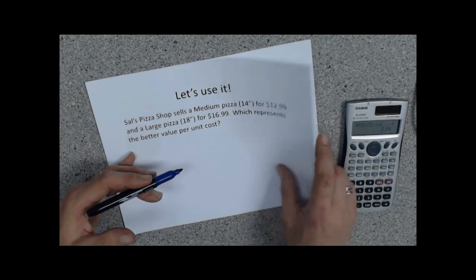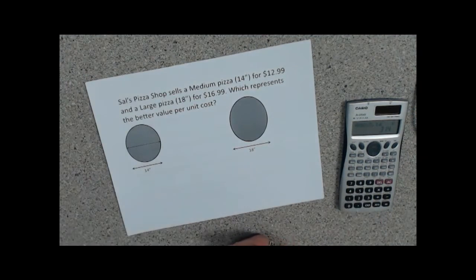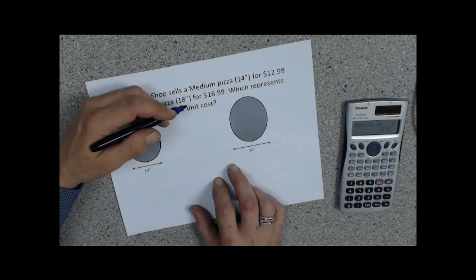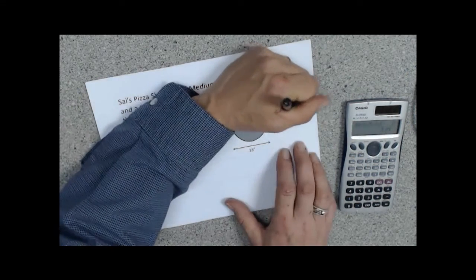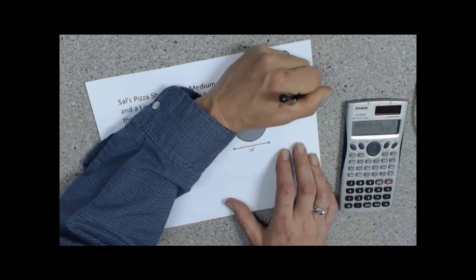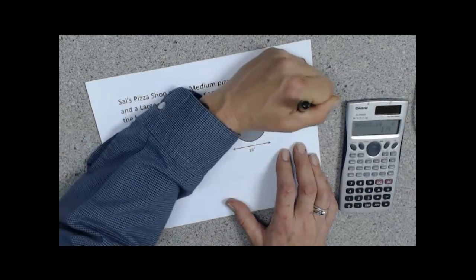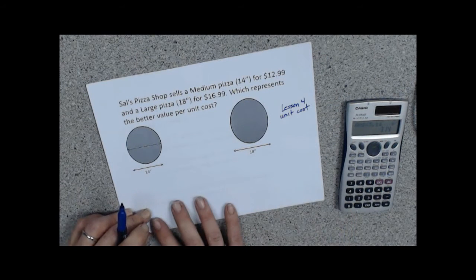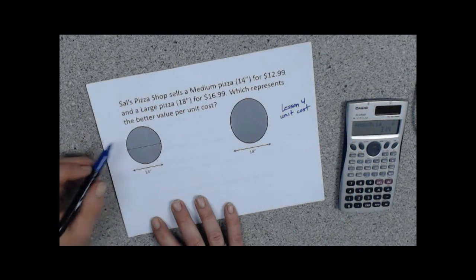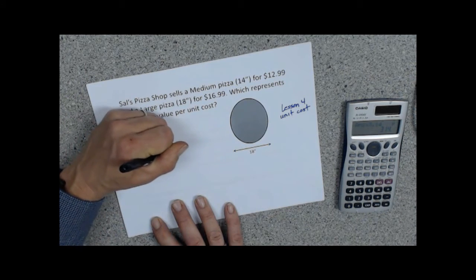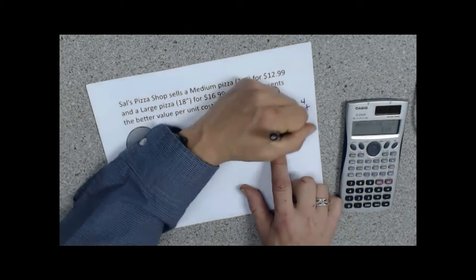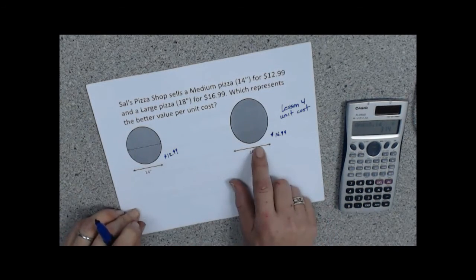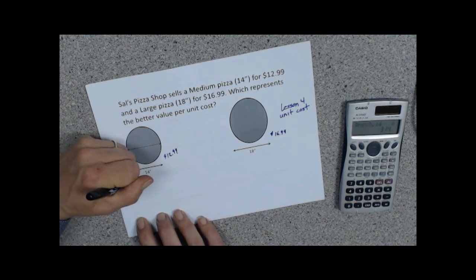So we need to calculate the area of the pizza, and then we need to apply what we learned way back in lesson number 4 to how to determine unit costs. So let's jot that down. Lesson 4 in unit cost. If you need to review that, that information is right there for you. But here we are. Let's jot down our prices. This one is $12.99, and our 18-inch is $16.99. Those are the prices. So let's figure out, first of all, what the area of each pizza is.